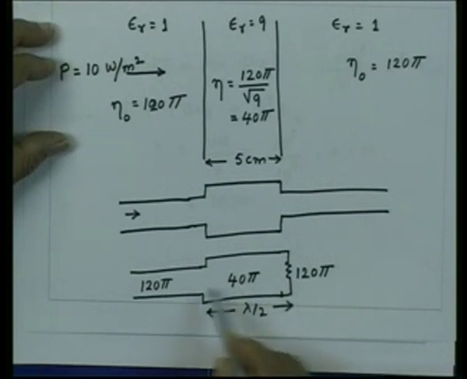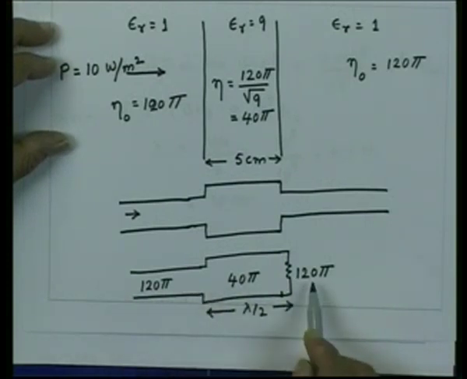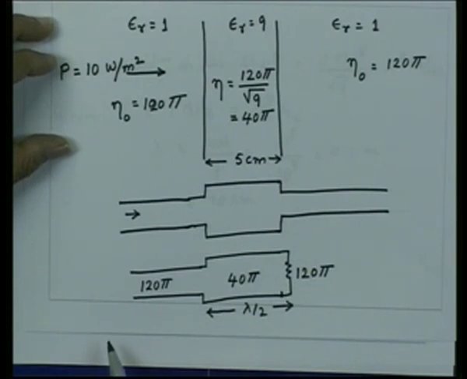Once you get that transformed impedance, you can find the power delivered to this load, and from there find the power density which has gone to the second medium. That is one approach.